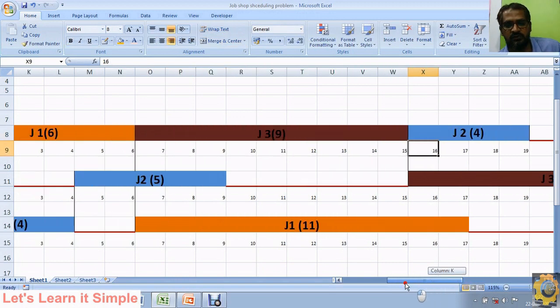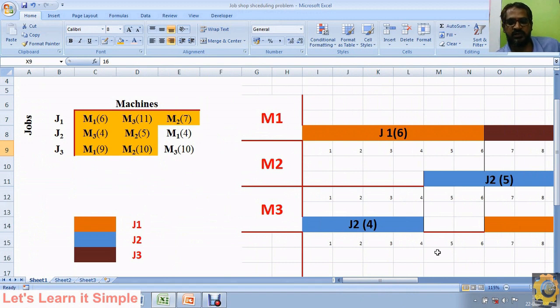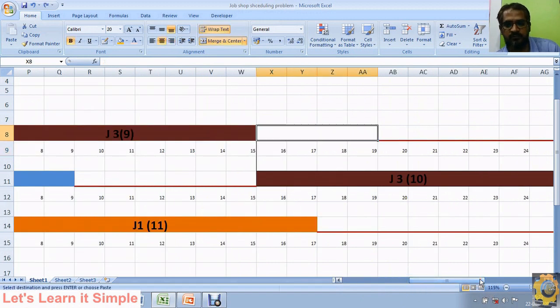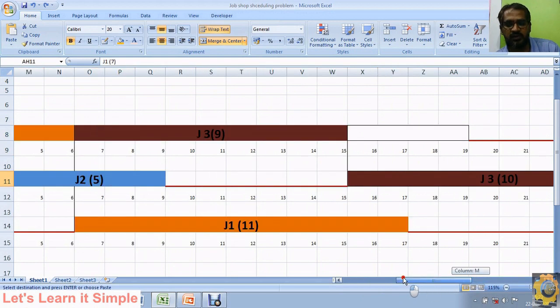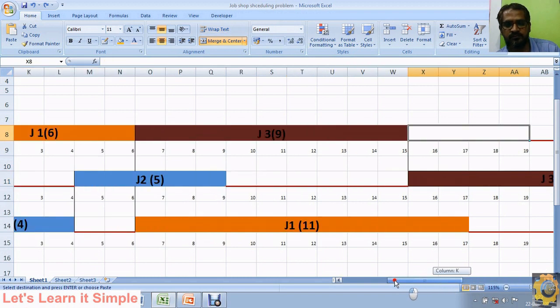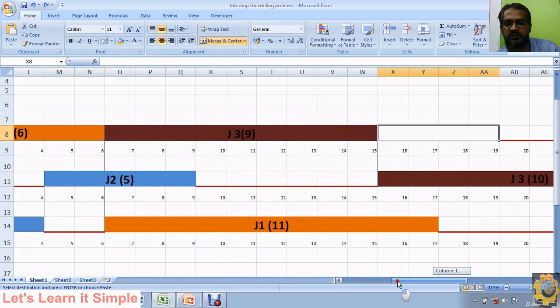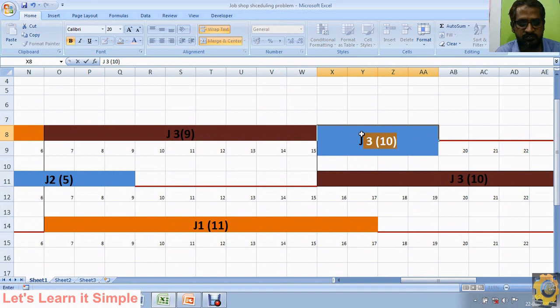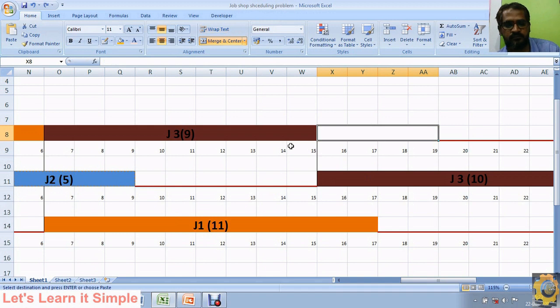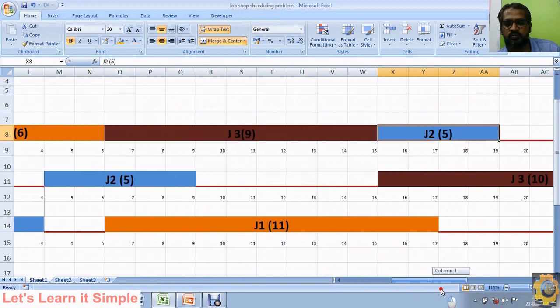Okay, so the second job is also done completely. Second job, yes, that is here. So I need to copy and paste over here. So this job 2 with the time unit of 4. Control C. Okay. So job 2 on machine 1.